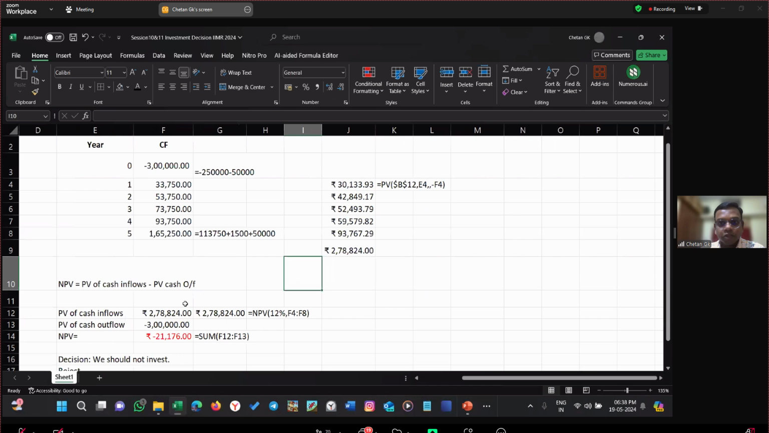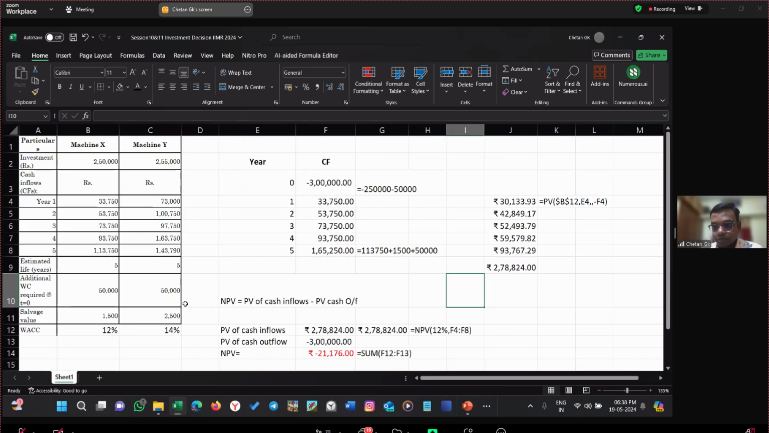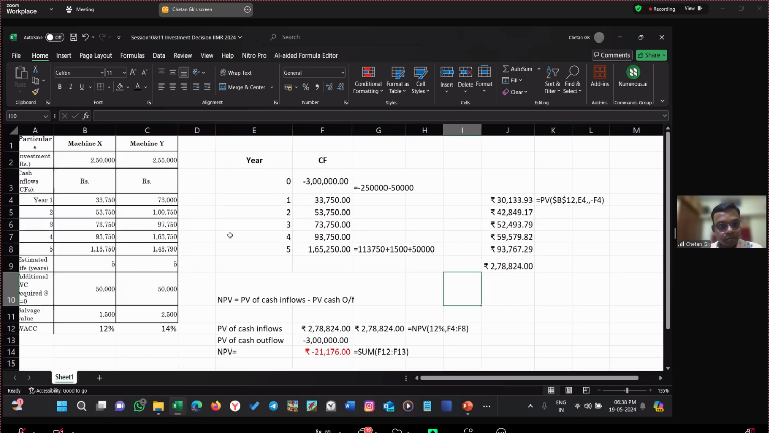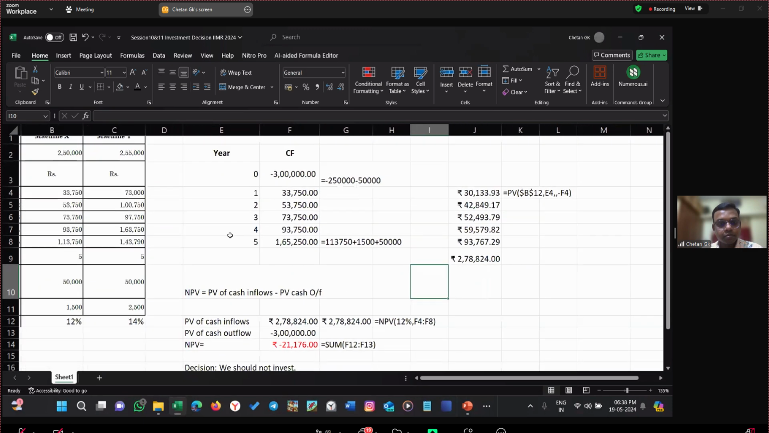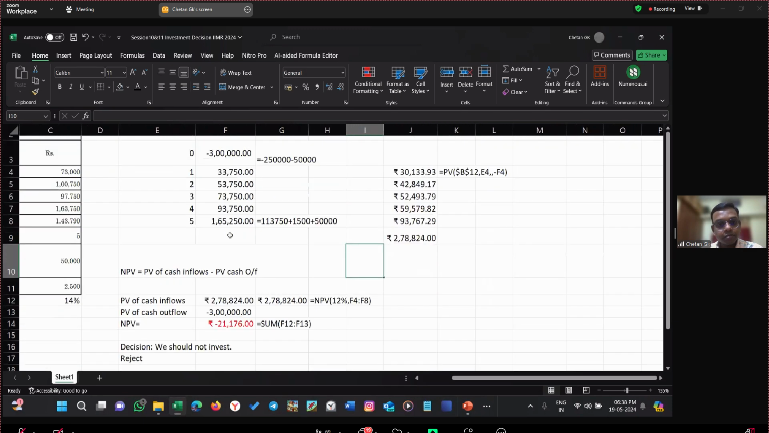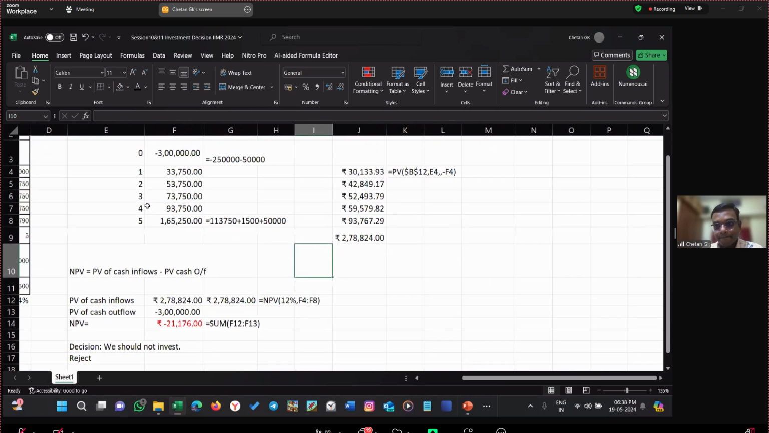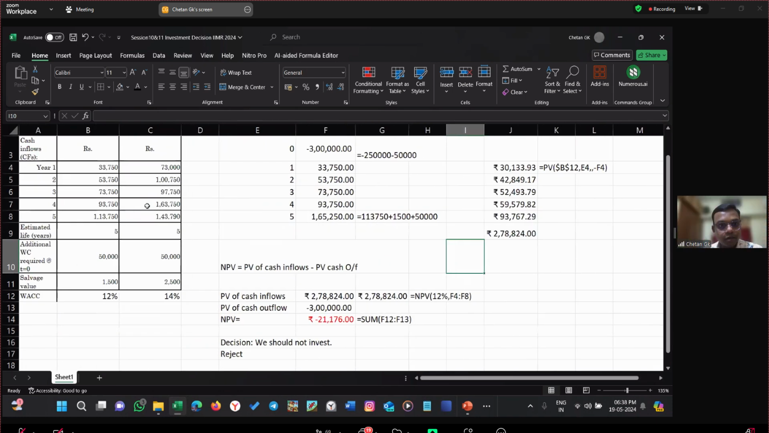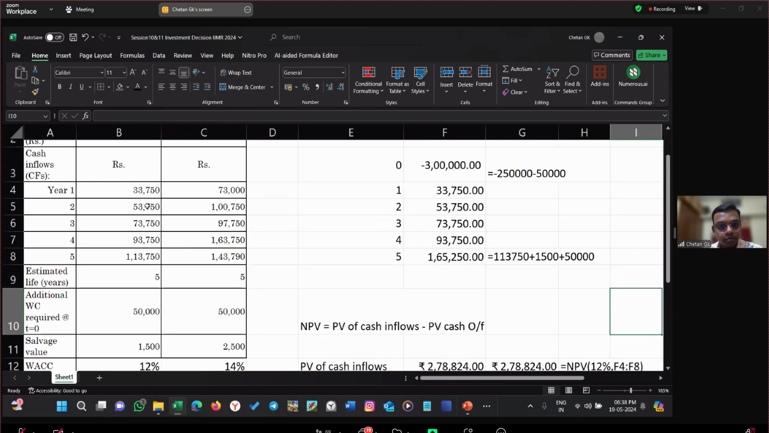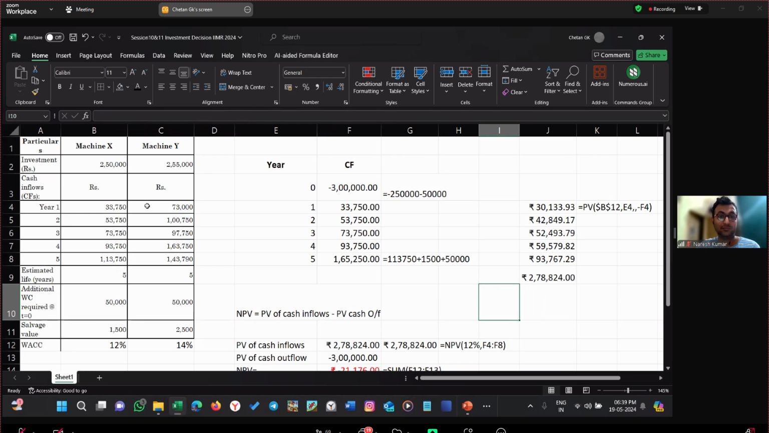Okay. So can you compute machine Y? Quick. Sir, please show the table. Actually, I have not opened it. This one. Yes, yes. Okay. This is Y. We have just done for X machine and we have to go for Y machine now.